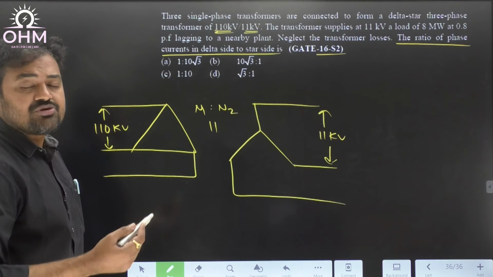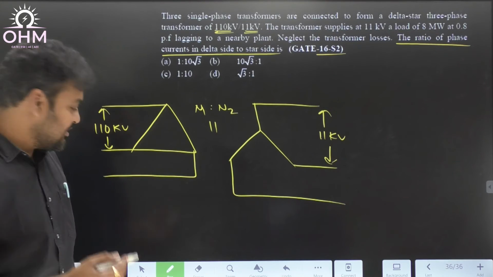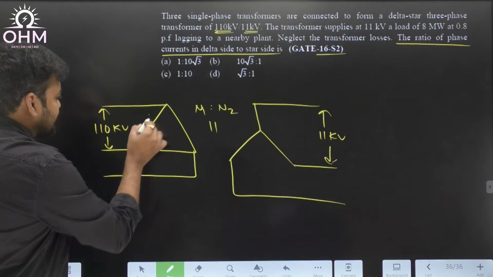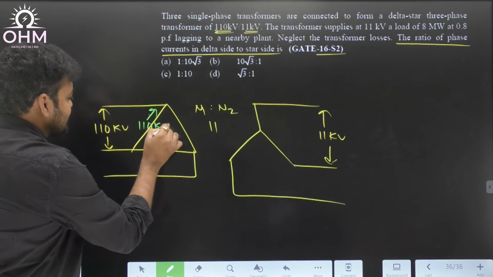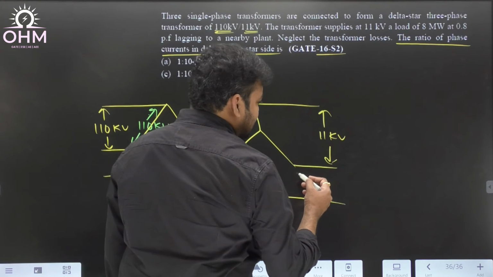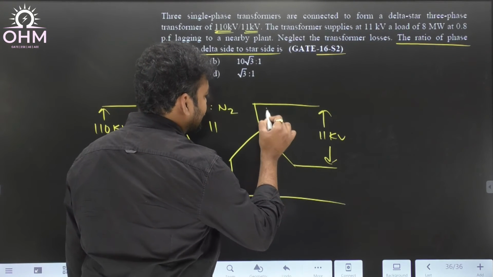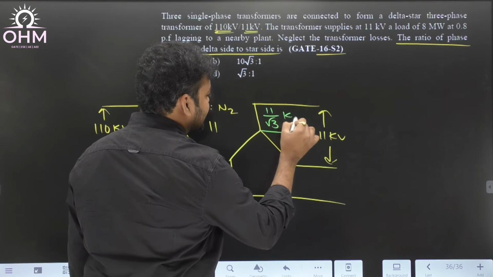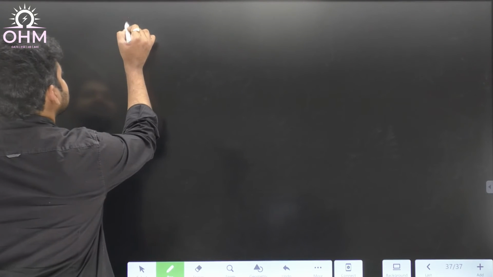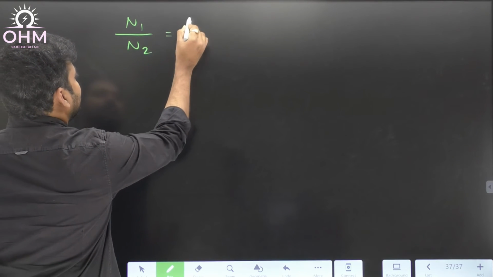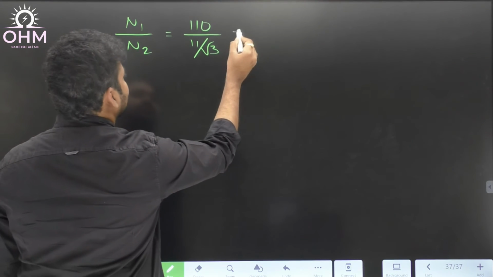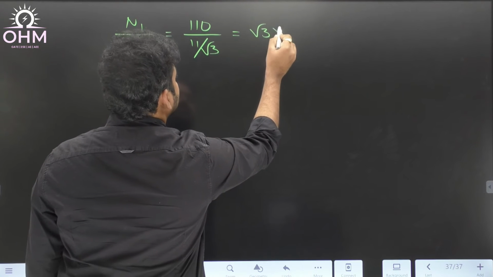We know the turns ratio is always the phase voltage ratio, not the line voltage ratio. So tell me what is the primary side phase voltage? The line voltage is 110 kV. Therefore, can I say the phase voltage is also 110 kV because it is delta. The line value and phase value are both the same. Coming to the secondary star connection, the line voltage is 11 kV. Therefore, what is the phase voltage? 11 by root 3 kV. Therefore, what is the turns ratio? The turns ratio N1 by N2 is equal to the primary phase voltage 110 kV over the secondary phase voltage 11 by root 3. So the answer will be root 3 into 10.